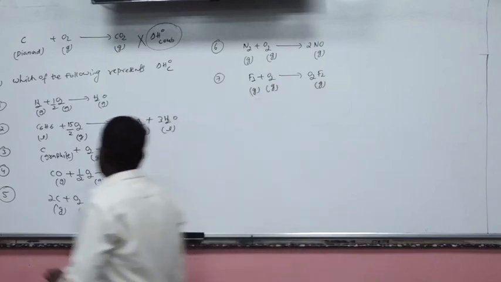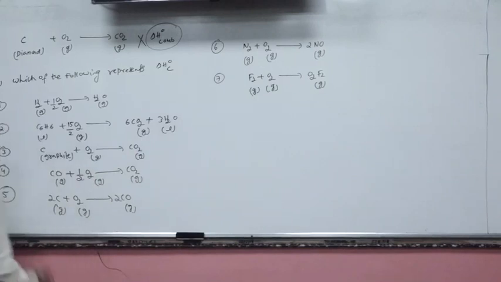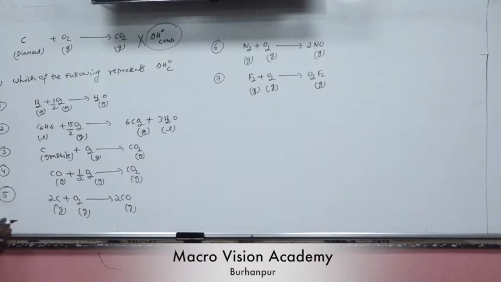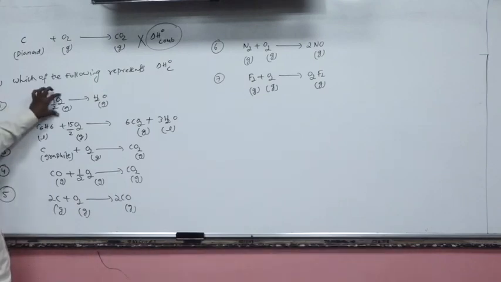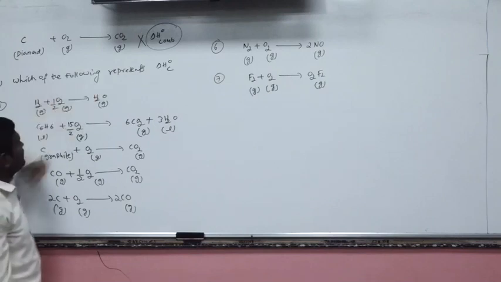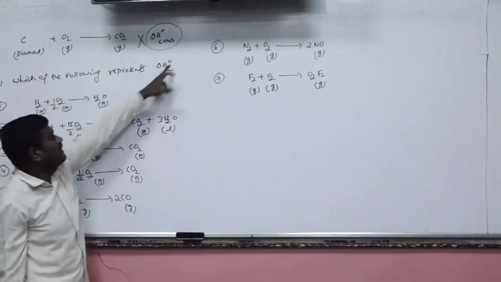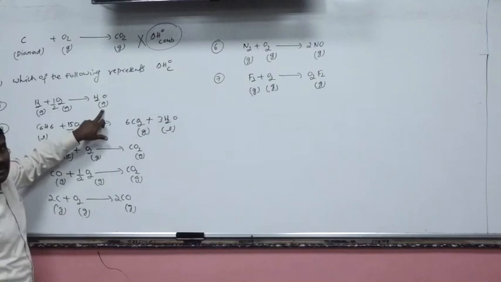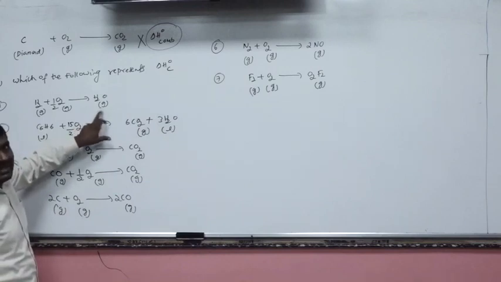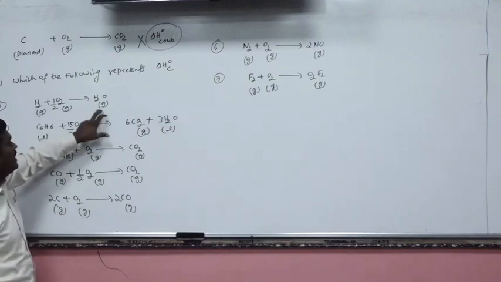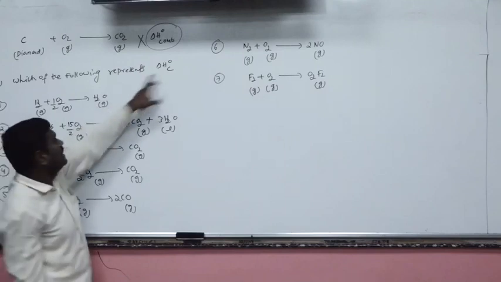Now there are some thermochemical equations given to you. Out of these thermochemical equations, which correspond to standard enthalpy of combustion? Let us see one by one. 1 mole of hydrogen gas undergoes combustion with oxygen gas to give water. What is the standard state of the water here? Liquid state, but the question gives gaseous state. So it doesn't correspond to standard enthalpy of combustion.